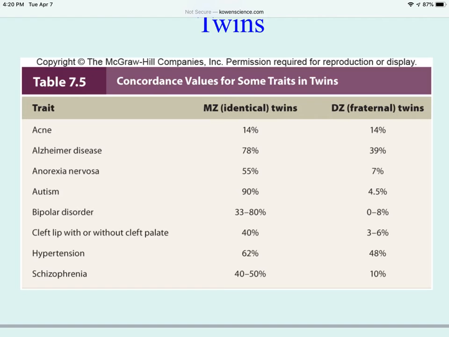And so here I've put down a chart that shows you some different conditions and then the values associated between identical twins and fraternal twins. So let's look at an example like Alzheimer's. Look at that connection. If one of the twins has Alzheimer's, 78% chance the other one will, whereas if they're fraternal twins, you're looking at only a 39%.